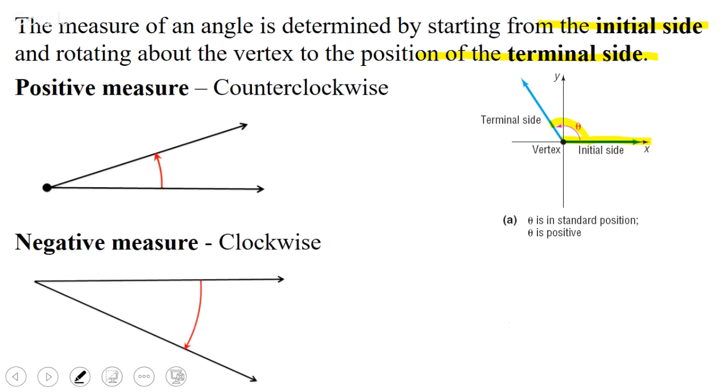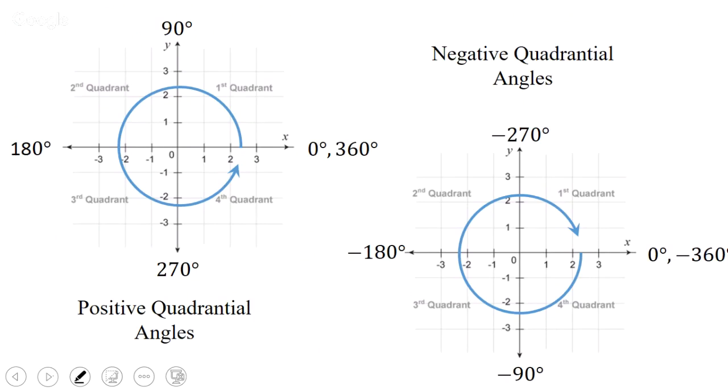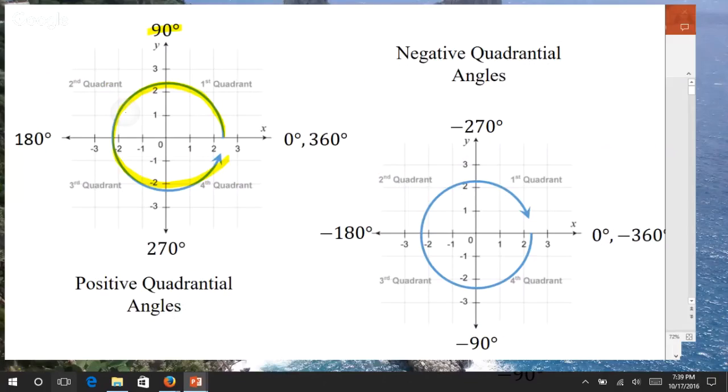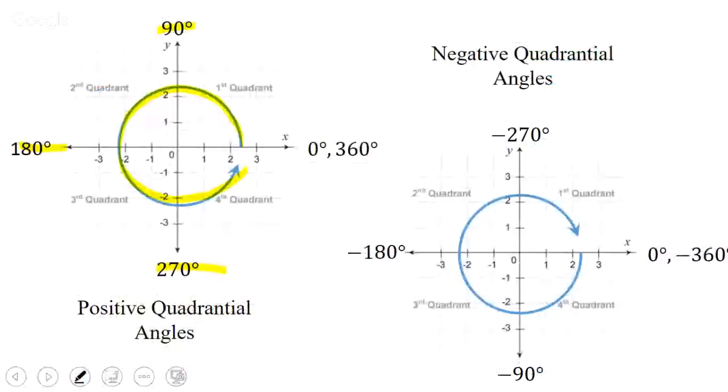A negative angle goes clockwise. So here's my initial side, and I go clockwise to my terminal side. That would be a negative angle. So here are the quadrantal angles. The positive quadrantal angles, if I'm going counterclockwise the normal way, are 90, 180, 270, and then back to 360. And the negative quadrantal angles are negative 90, negative 180, negative 270, negative 360.